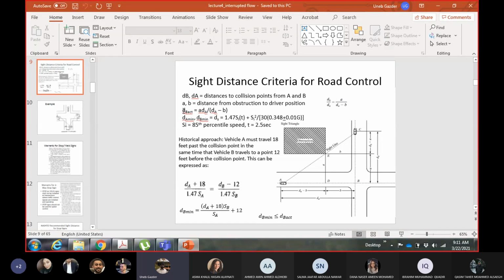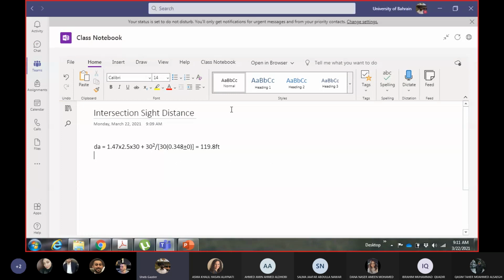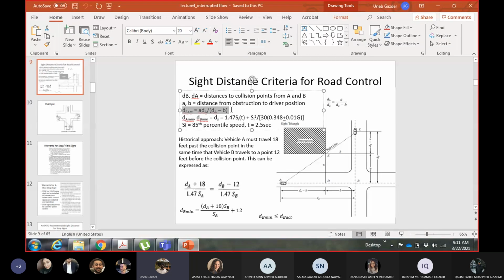One using the similar triangle, this one. Sorry, dB actual. Let us calculate dB actual. So now we have already found dA, which is 119.8, and this is why we calculated this earlier. And then what was A and B? Can somebody tell me what A and B were here?